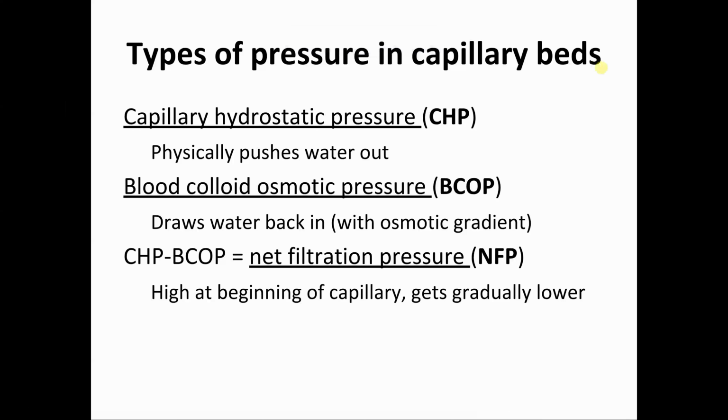Alright, so what we were talking about last time, we got through the heart and we're talking about vessels and vessel resistance. And remember, one of the main goals of the circulatory system is to deliver things to the tissues, right? How we deliver things to the tissues is through capillary beds. So now we're going to talk about the dynamics of what is going on in those capillary beds.